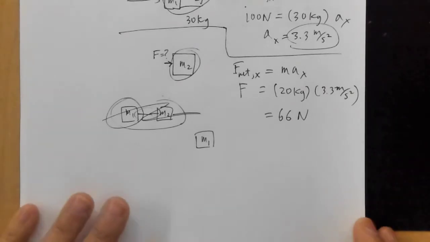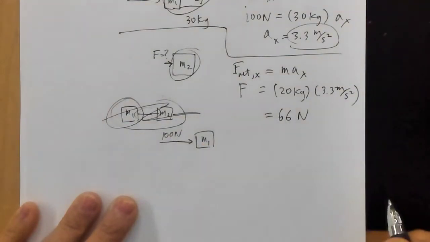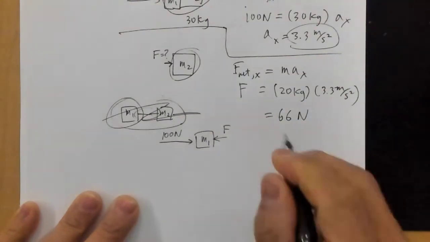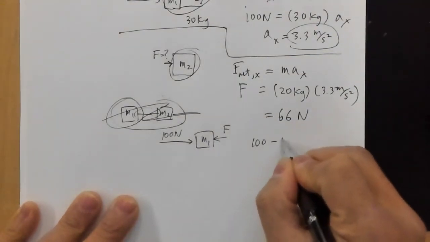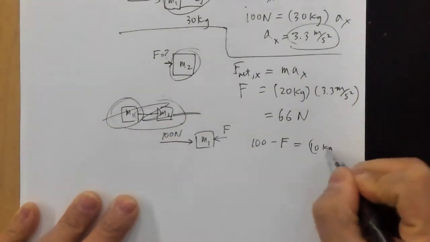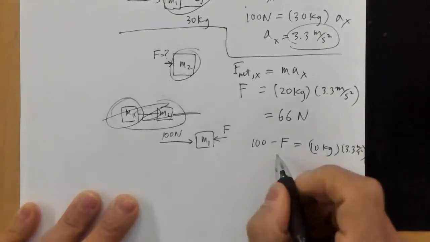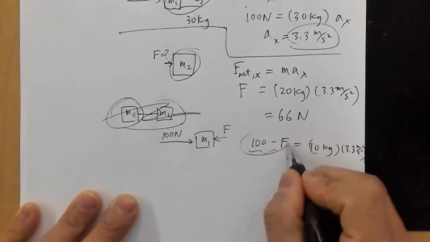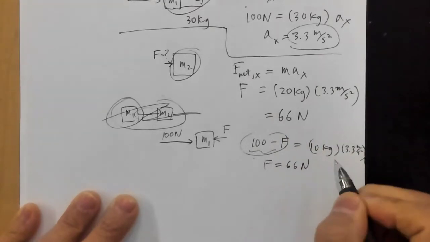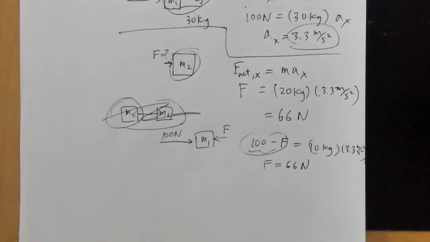But if you choose M1, then you have the force of 100 newtons acting this way, and then you have some unknown force F acting this way, and then you'd say 100 minus F is equal to the mass, which is 10 kilograms, times acceleration. And then you'll end up finding that this has to equal 33, and so F is equal to 66. Okay, with this rounding issue, 67 basically.